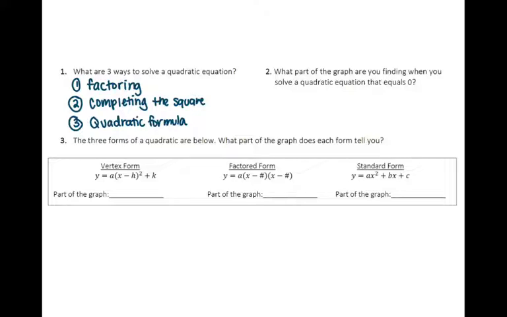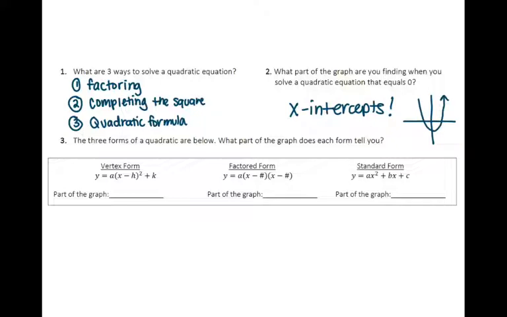Number two, what part of the graph are you finding when you solve a quadratic equation that equals 0? What you're looking for whenever you're solving a quadratic equation is the x-intercepts. So anytime you're solving for x, using either factoring, completing the square, or the quadratic formula, you're always solving for the x-intercepts. So that is where your graph crosses the x-axis, crosses or touches.